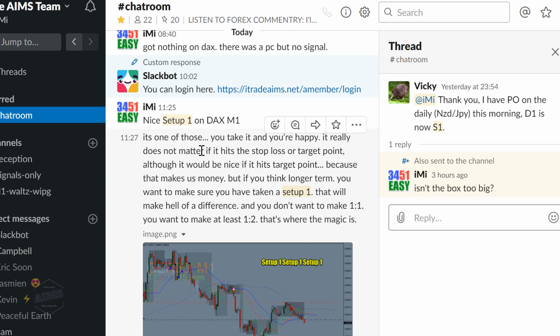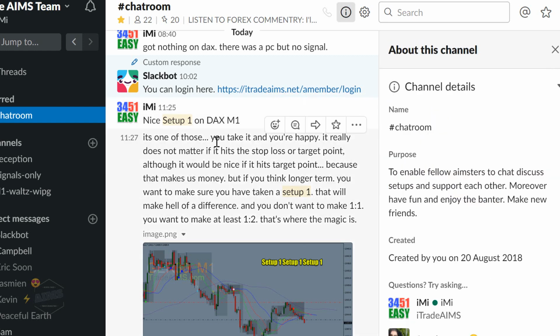Yeah, I like to talk about this actually. Nice setup one on Dax30, and it's one of those, you take it and you're happy. It really does not matter if it hits the stop loss or target point, although it would be nice if it hits target point, because that makes us money. But if you think longer term, you want to make sure you have taken a setup one. That will make a hell of a difference. Your mind will be stress-free.